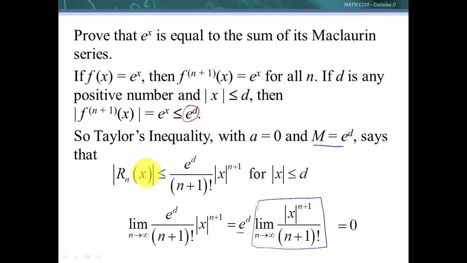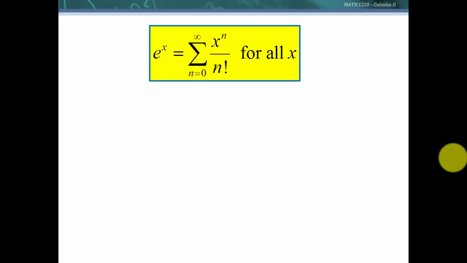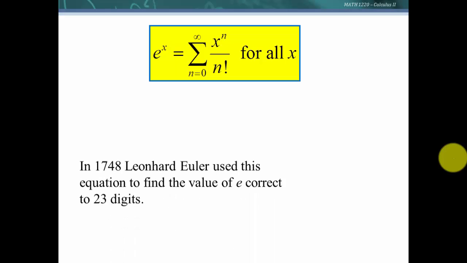So we can actually squeeze this remainder in between our two functions that are going to 0, and by the squeeze theorem this remainder is also going to 0. If the remainder is going to 0, then it means that this function equals the sum of its Maclaurin series. So e to the x does equal the infinite sum of x to the n over n factorial for all x.